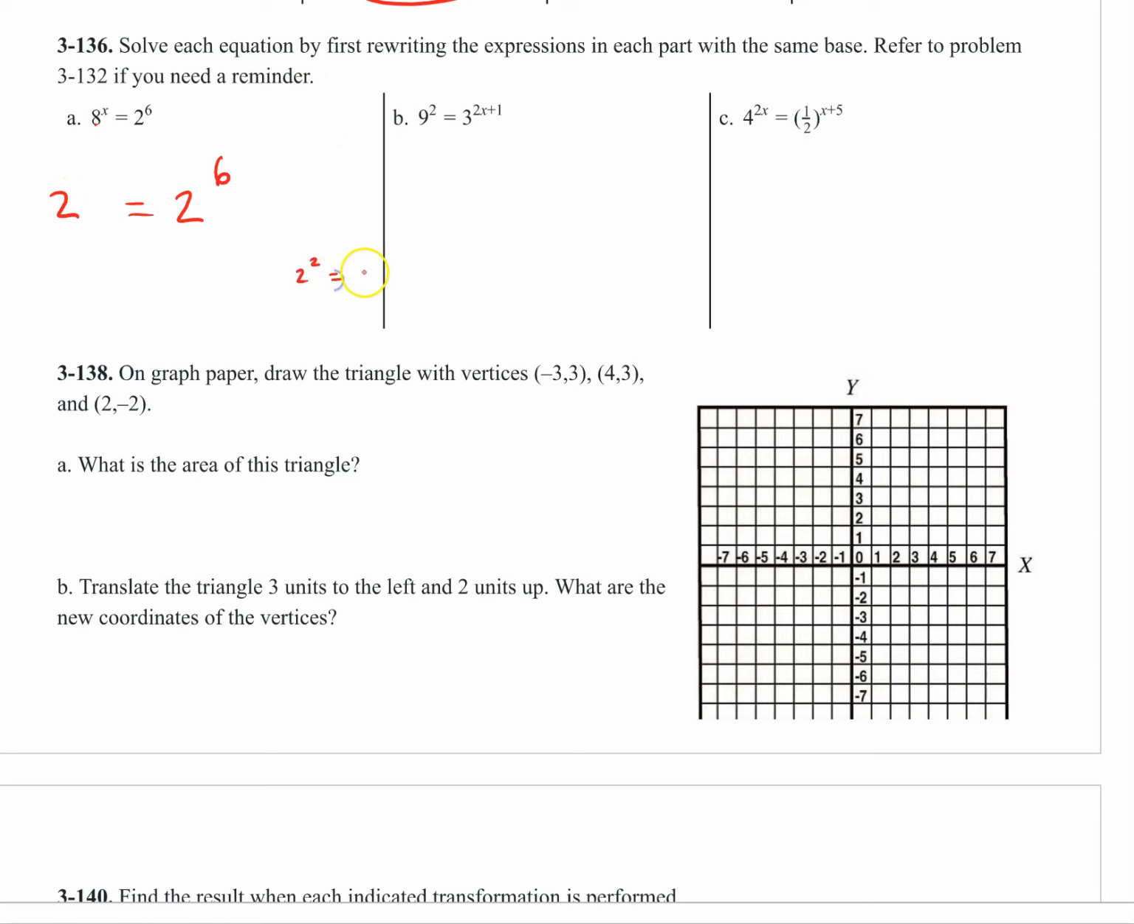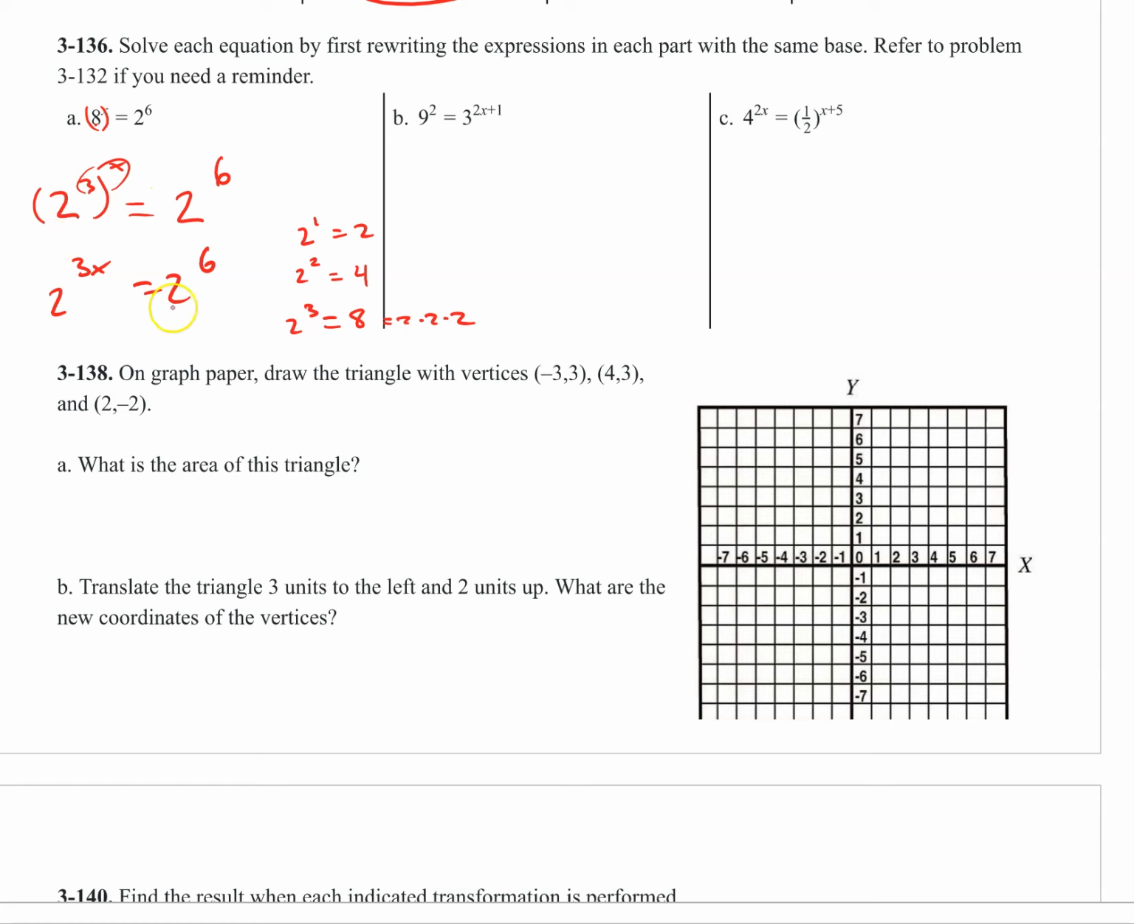2 to the power 1 is 2. 2 squared, or 2 to the power 2, is 4. 2 to the power 3 is 8. So that's just 2 times 2 times 2, which is 2 to the power 3. So this is 2 to the power 3 raised to the power x. Power to a power, you multiply. So this is 2 to the power 3x equals 2 to the power 6. So basically 8 becomes 2 to the power 3.